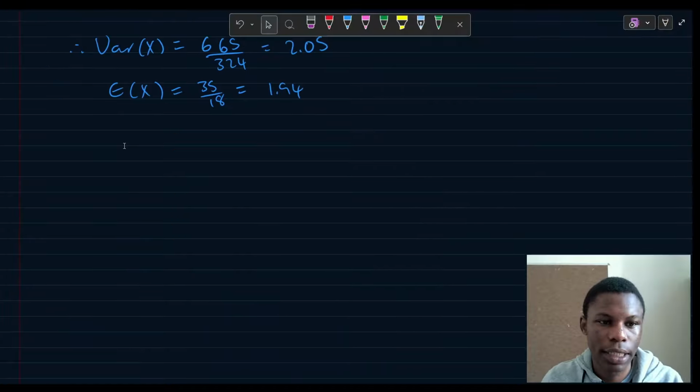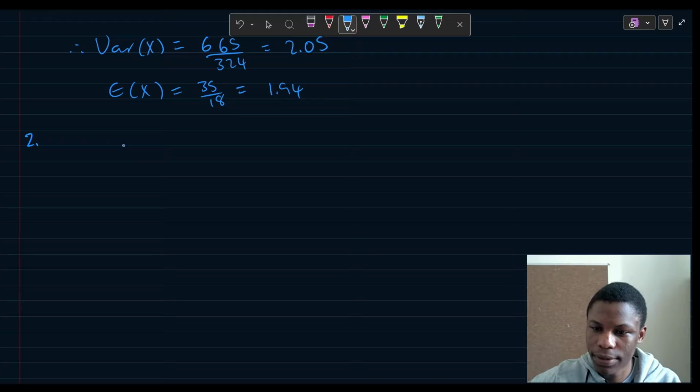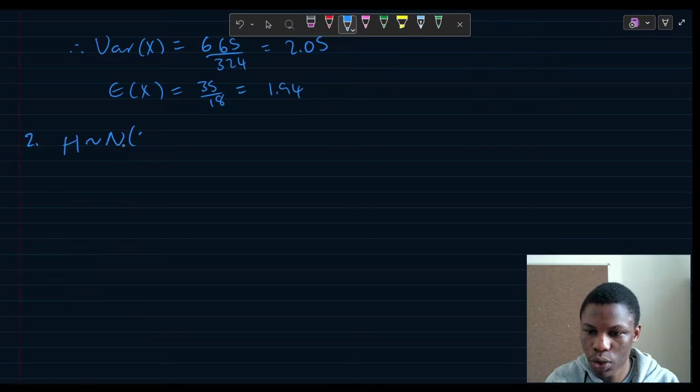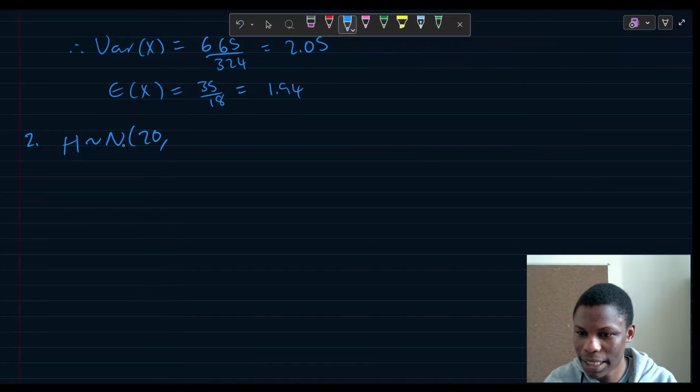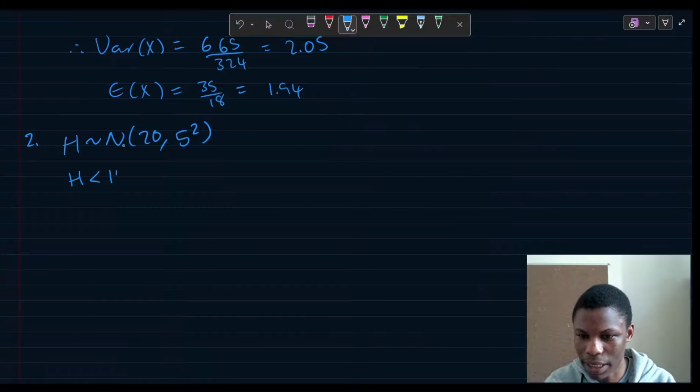On to question number 2. The heights of trees in a certain forest are classified as tall, medium, or small. The heights can be modeled by a normal distribution with mean 20 meters and standard deviation 5 meters, so variance 5 squared. Trees with a height less than 14 meters are classified as small.